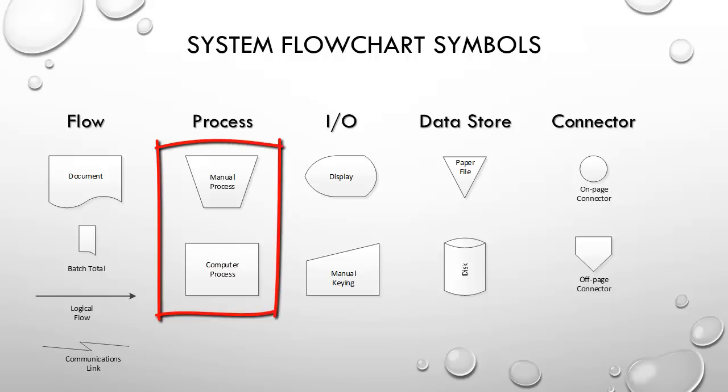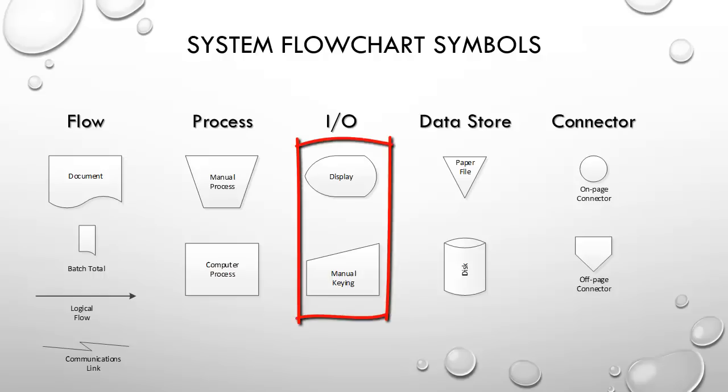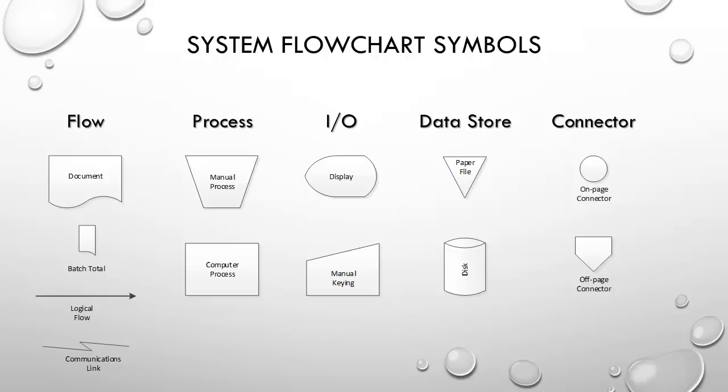There are 2 main types of processes, the manual process and the computerized process. The manual process is performed by humans, and the computerized process is, that's right, you guessed it, performed by computers. The I/O or input-output symbols are used to interface with computerized processes, showing what data is input and what data is output from the computer.